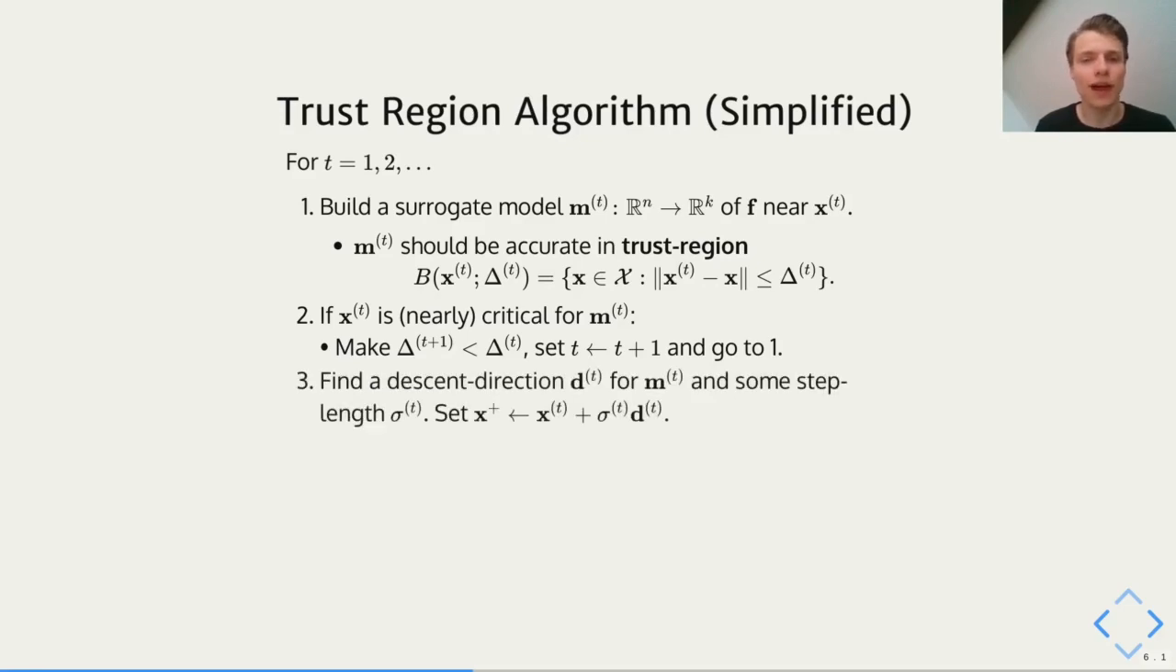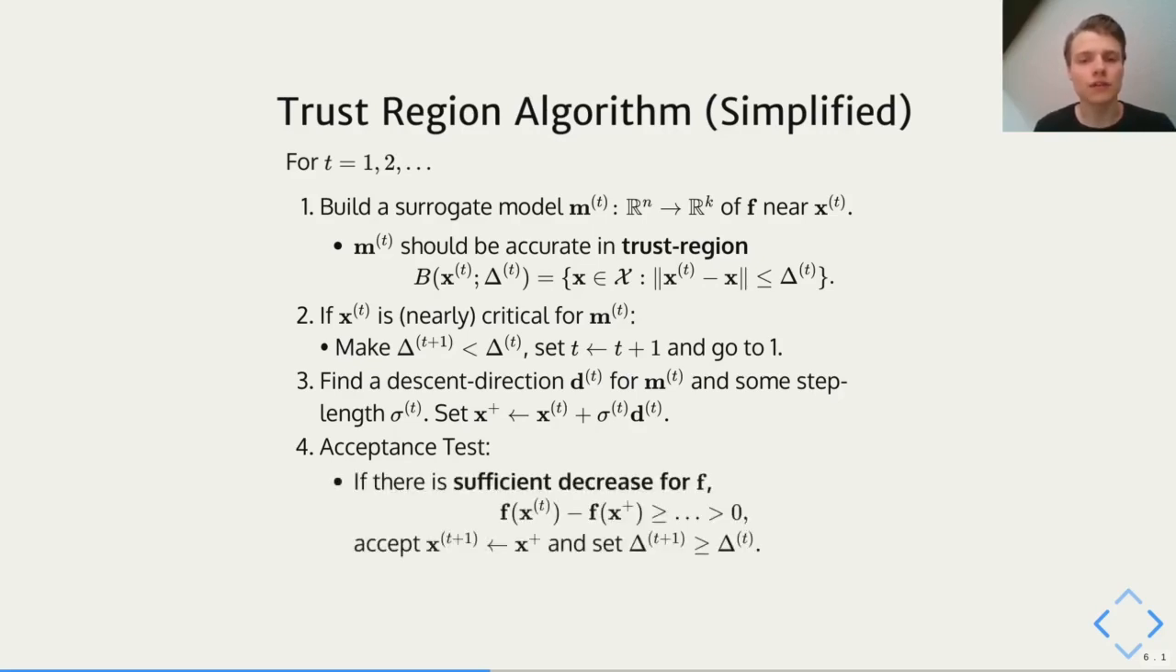Otherwise, we try to find some approximate descent direction using the surrogate models. And of course, we also need some step length, and we can then define the trial point x plus along the descent direction. Finally, we have an acceptance test to test whether the trial point actually decreases the true objectives. We know that it decreases m, but does it decrease f? And if there is sufficient positive decrease for f, we accept the trial point and maybe increase the trust region radius for the next iteration. Else, we reject the trial point and maybe shrink delta t.